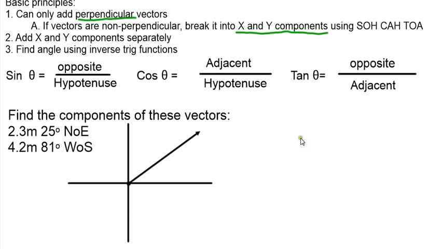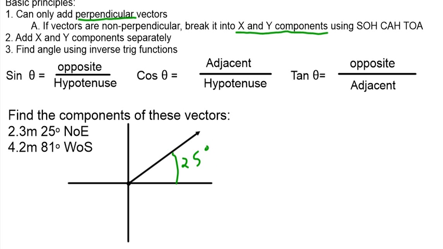So let's do these two practice problems. We'll start with the first one. 2.3 meters, 25 degrees north of east. The first thing that you want to pay attention to is the angle and the bearing so that you know where you're measuring your angle from. In this case, we're going north of east, which means that if this is our vector, we are measuring this angle, and this is 25 degrees.